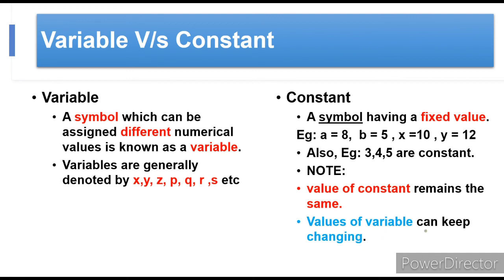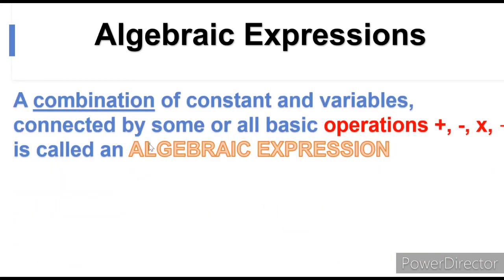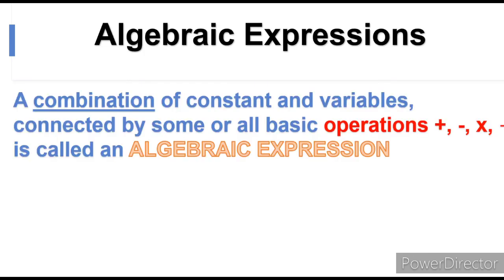Now what do you mean by algebraic expressions? A combination of constants and variables connected by some or all of the basic operations, plus, minus, multiplication and division, is called an algebraic expression. Okay, let me give you an example of an algebraic expression. For example, if I write something like this, 7 plus 8x minus 6x square y minus 4 upon 9 xy.